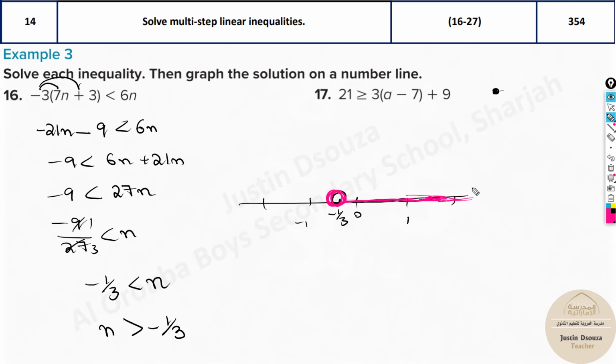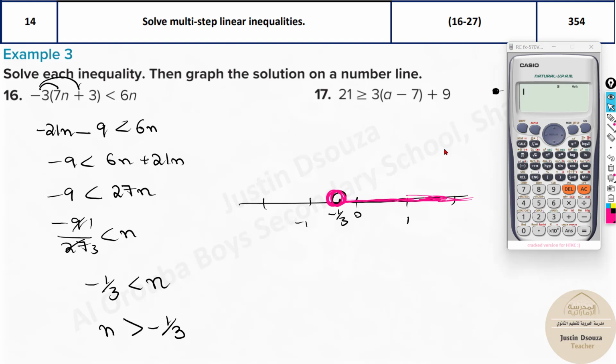That's it. Now let's try it using the calculator. Let's take out our calculators. If you solve this directly in the calculator, negative 3 times 7 alpha x plus n. The variable n is written as variable x in the calculator. Write the inequality as equal symbol 6x. Now shift and solve. What is the answer you're getting? Negative 0.33, which is negative 1/3. But now, where does the inequality go?